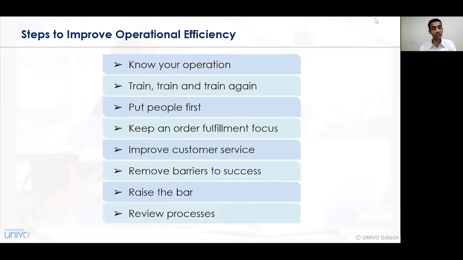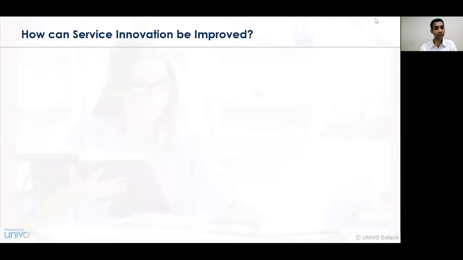And lastly, reviewing the processes. Whatever process activities, such as knowing the operation, training, putting the people first, keeping an order fulfillment focus, improving the customer service, removing the barriers, and raising the bar, should always be reviewed. If any changes are required in these activities, they need to be implemented, and various revisions in the plans, policies, and strategies need to be undertaken from time to time.